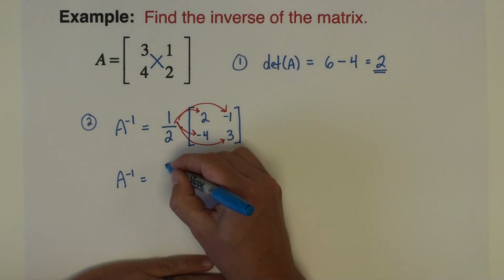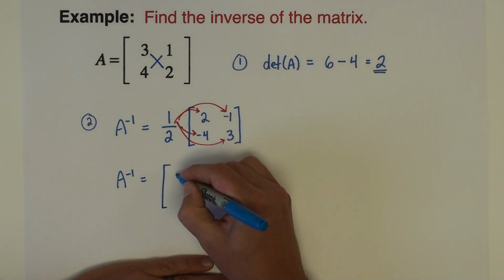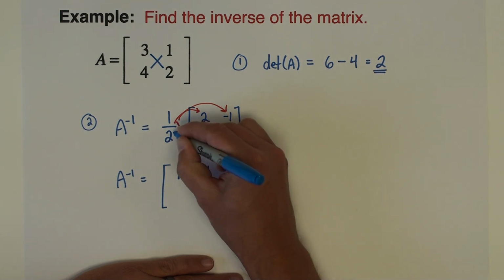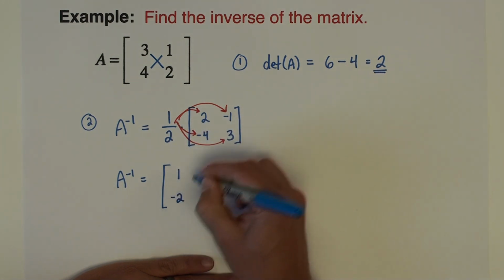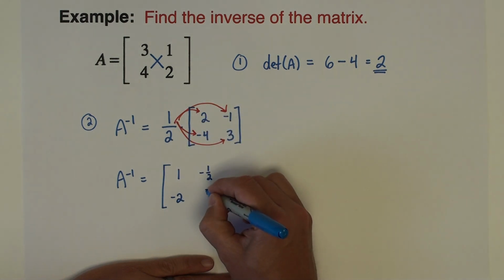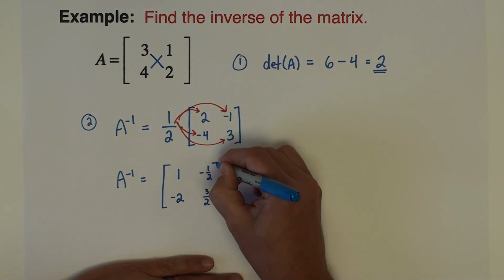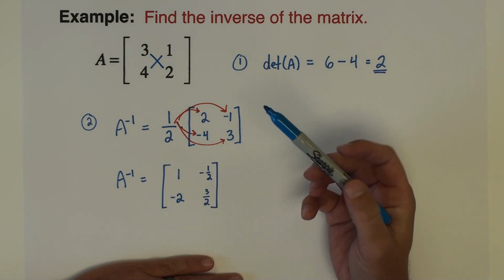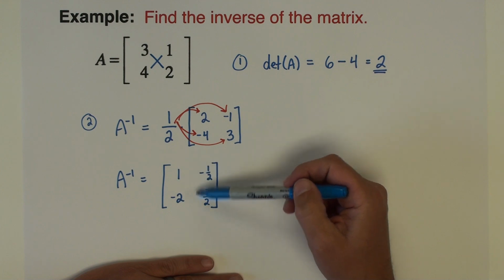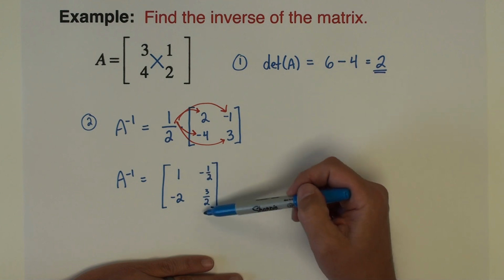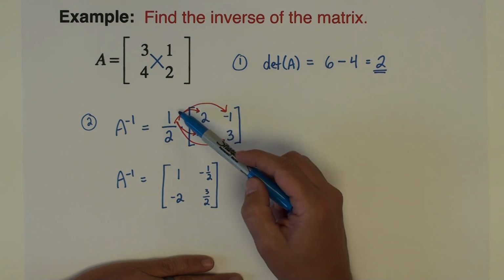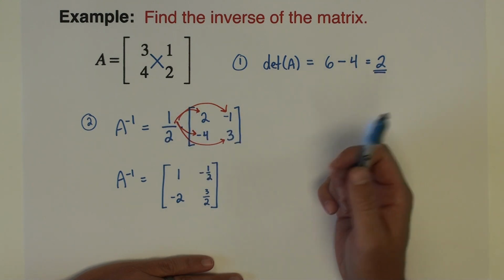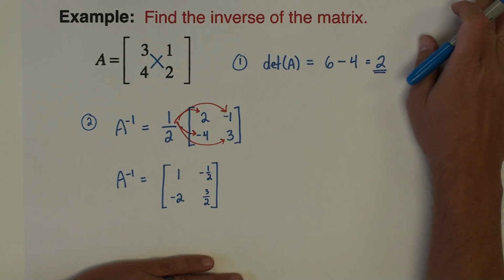And so I'm going to end up with half of 2 is 1, half of -1 is -1/2, half of -4 is -2, and half of 3 is 3/2. It is very common in finding the inverse of a matrix that you're going to have some fractions in your matrix. And that's simply because we've got this fractional scalar right here that's going to distribute. And so that's very commonplace. So don't worry about that when it happens.